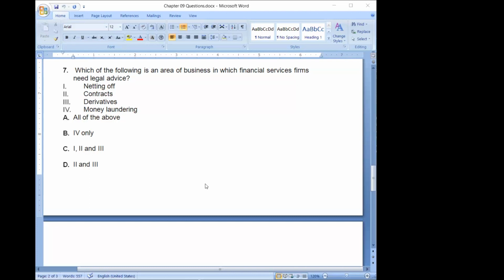right? That is netting. You have to have an agreement, something. Contracts, derivatives also need legal requirements, contracting, etc. And then money laundering. So there are issues that need legal advice in resolving them. So the correct answer therefore is all of the above. All of the above. That is A.